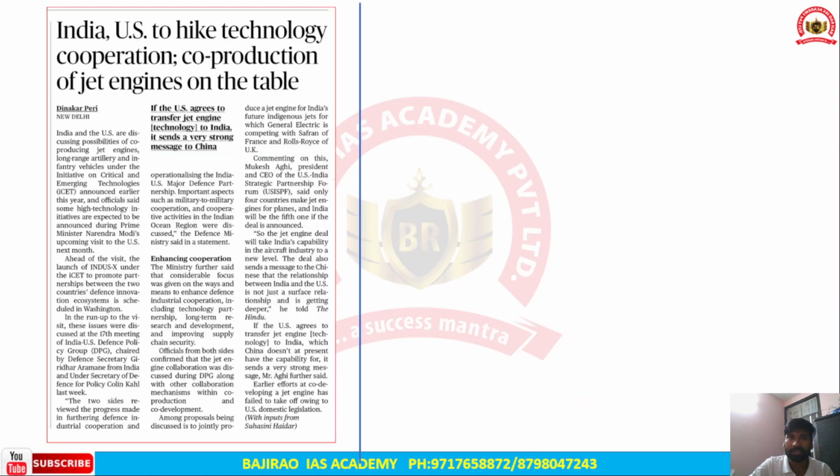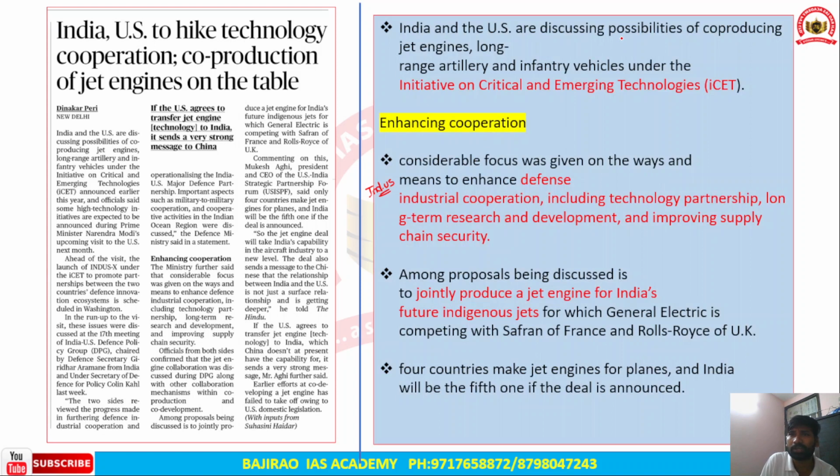Okay, now let's discuss the next important news article. See, this news article is with respect to India and US relations. Now, India and the US are discussing the possibility of co-producing jet engines. Okay, so the USA has been planning to transfer jet engine technology. Along with the jet engines, India and the US have also been discussing the possibility of co-producing long-range artillery and infantry vehicles. Okay, so both India and the USA have signed the Initiative on Critical and Emerging Technologies. So please remember this. This is very important for prelims. The Initiative on Critical and Emerging Technologies is signed between which of the following countries?